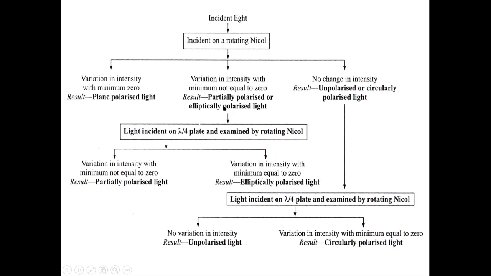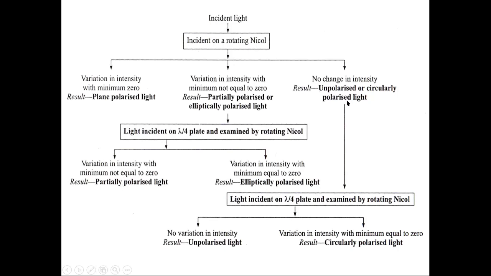And there is another possibility of partially polarized light. If this partially polarized light is passed through the quarter wave plate and then through the rotating nicol, then there will be no change in its state. So again the variation in intensity will be observed with minimum not equal to 0.